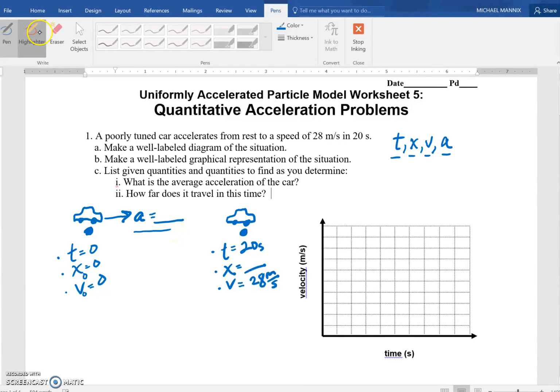Based on what's given, 20 seconds of motion, reaches a speed of 28 meters per second, starts from rest. Starts from rest means the initial velocity is 0. So you have to carefully read and think about it, and if you sketch out the diagram, it'll help you get that straight. So B says make a well-labeled graphical representation.